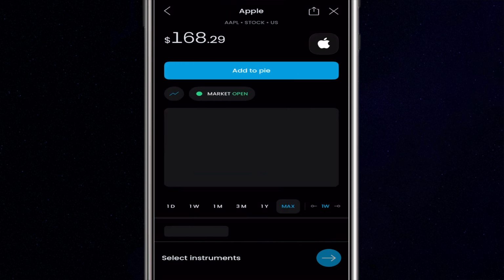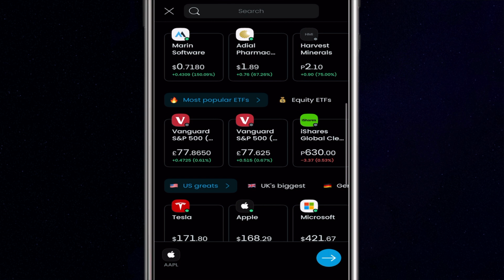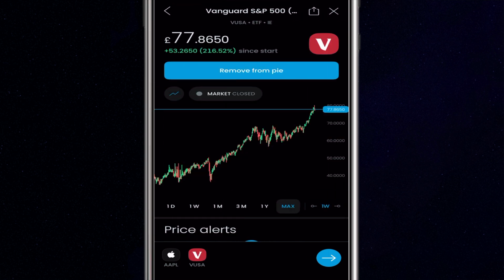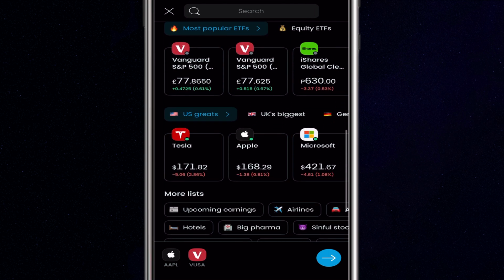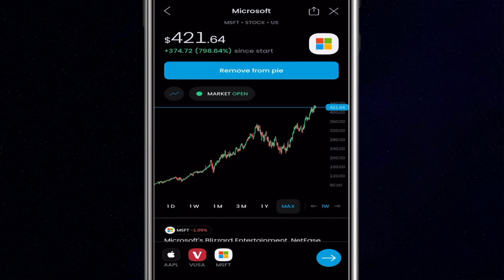So for example, if you want to pick Apple, you can add Apple. If you want to go and add, I know, the Vanguard S&P 500, you can do so, etc. It's really great for making your own pie of what you want to invest in. So as you can see here, I've done Apple, Vanguard, and Microsoft.